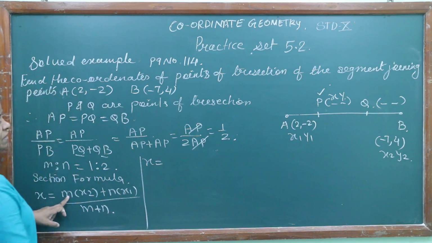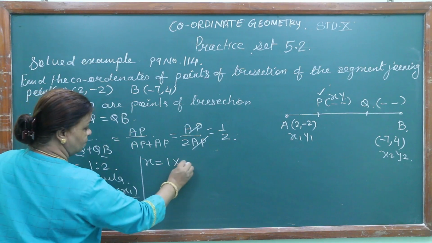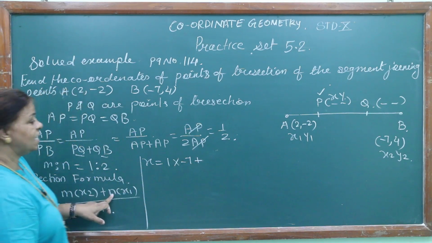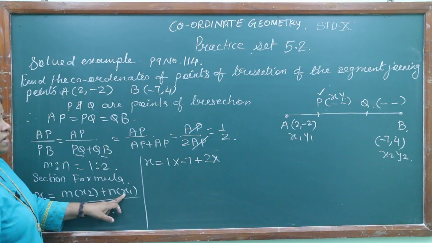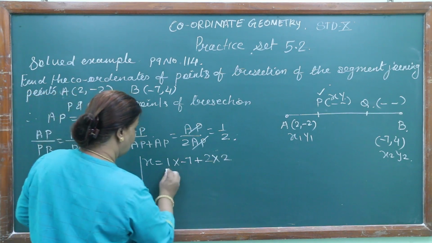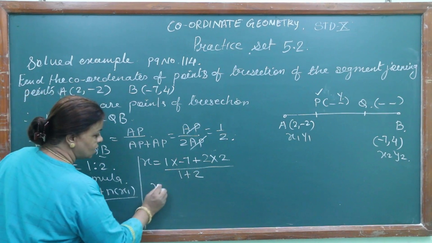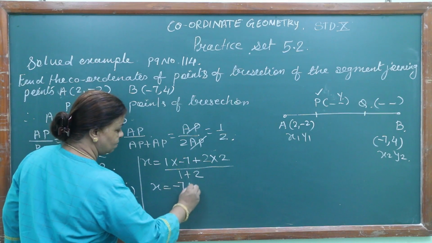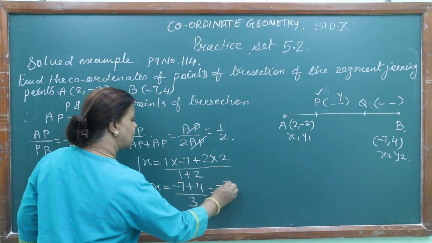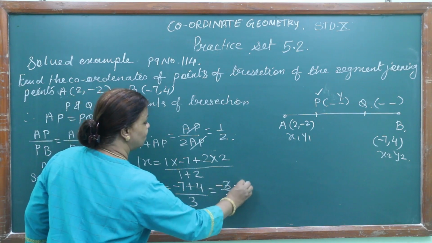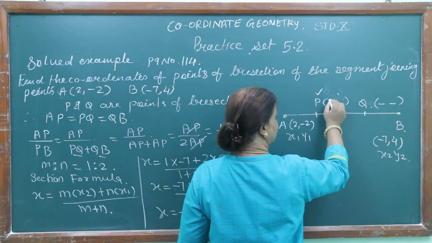X is equal to, m is how much, children? 1, into x2. X2 is how much? Minus 7, plus n. N is what? 2, so 2 into x1. X1 is how much? 2, upon m plus n, 1 plus 2. X is equal to 1 into minus 7 plus 4, upon 1 plus 2 which is 3. Minus 7 plus 4 is minus 3 upon 3. 3 gets cancelled, minus 1. So the x coordinate we got is -1. Let me write here the x coordinate as -1.